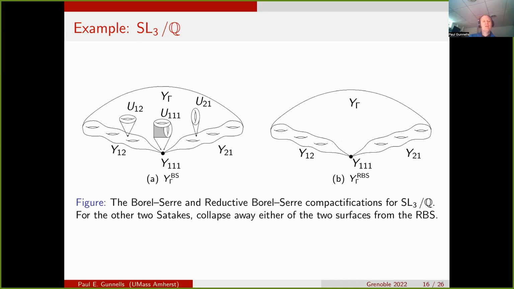So what do these strata look like? Well, in this case, the lower rank symmetric spaces are just those for SL2. So those are modular curves. So those we understand pretty well. They're just topological surfaces. And now in the Borel-Serre, we get bundles over them.